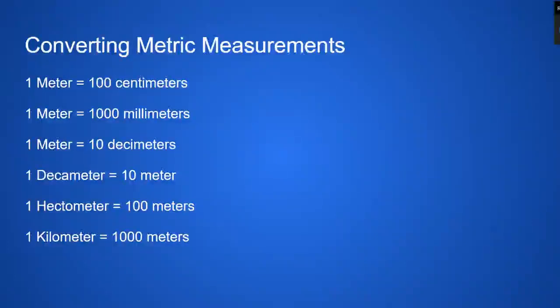Converting metric meters. So for metric, 1 meter is equal to 100 centimeters, 1,000 millimeters, or 10 decimeters. 1 decameter is equal to 10 meters. 1 hectometer is equal to 100 meters. 1 kilometer is equal to 1,000 meters.